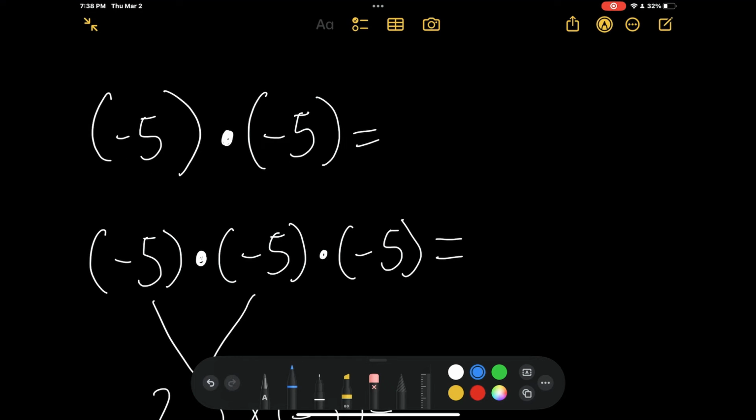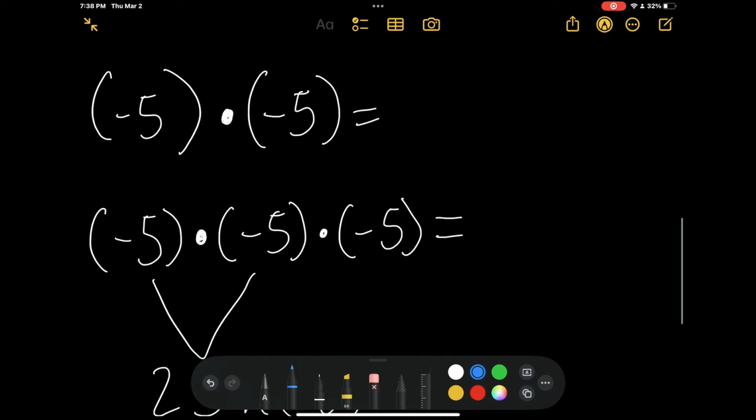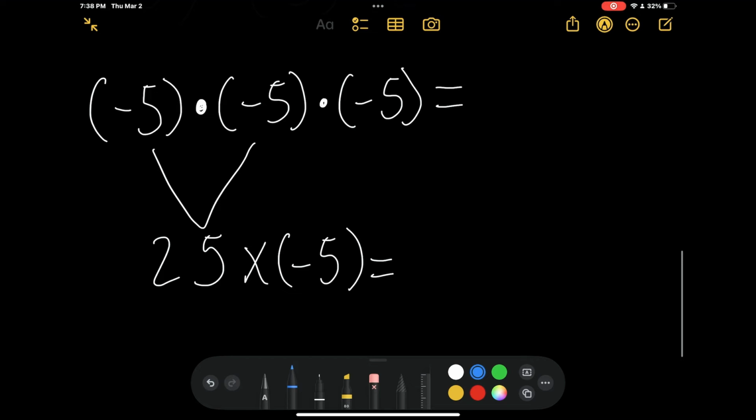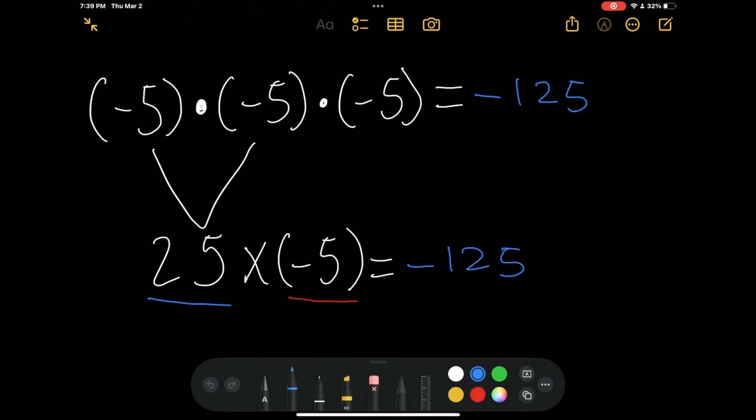From before, we know that a negative number times a negative number is always positive. So in this case, -5 times -5 is equal to positive 25. -5 times -5 times -5 is equal to -125, because when you do -5 times -5, that's positive 25. And when you do positive 25 times -5, that's equal to -125, because we already know that a positive times a negative is equal to a negative.